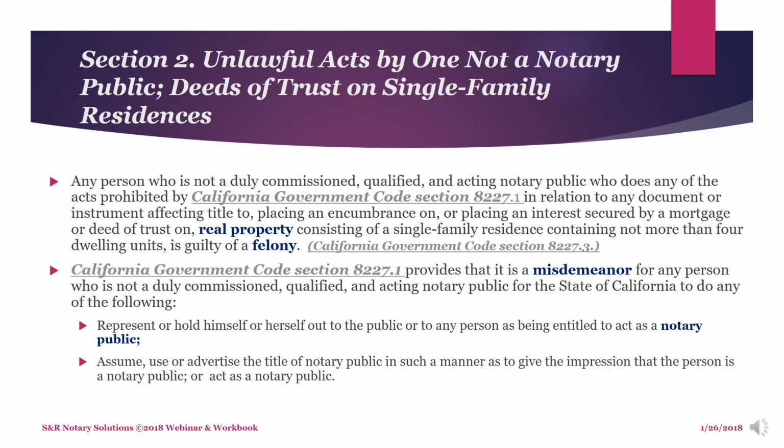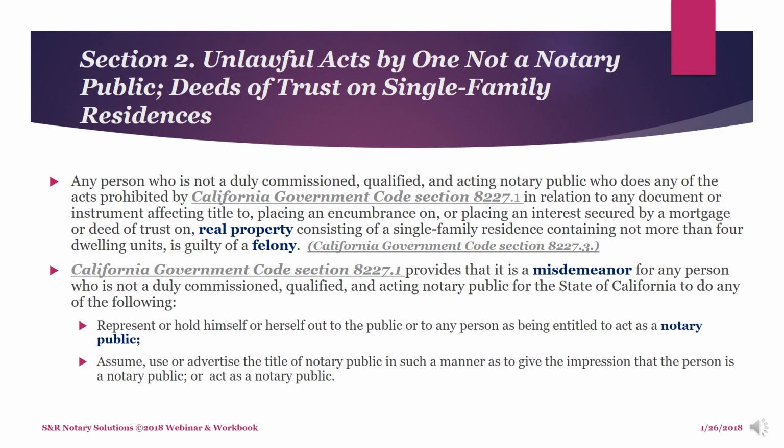Unlawful acts by one not a notary public, deeds of trust on single family residence. Any person who is not a duly commissioned, qualified, and acting notary public who does any of the acts prohibited by California Code Section 8227 in relation to any document or instrument affecting title to, placing an encumbrance on, or placing an interest secured by a mortgage or deed of trust on real property consisting of a single family residence containing not more than four dwelling units is guilty of a felony.